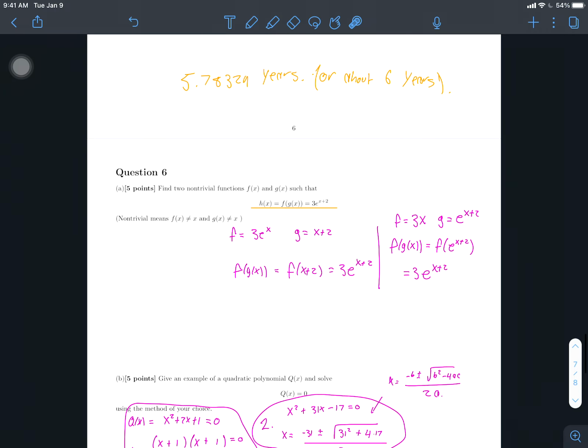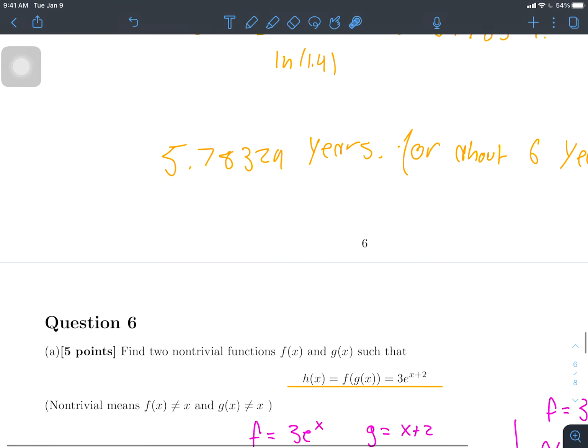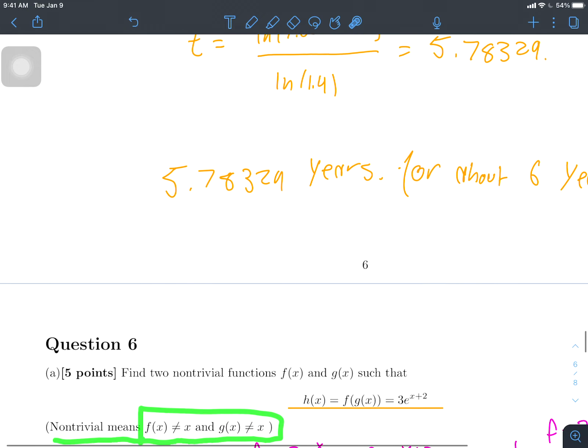Okay, final question. The next question is, we want to find two non-trivial functions, f and g, such that h of x is equal to f of g of x is equal to 3e to the x plus 2. In this case, non-trivial means that my two functions are not just x. Why do I want them to not be x?